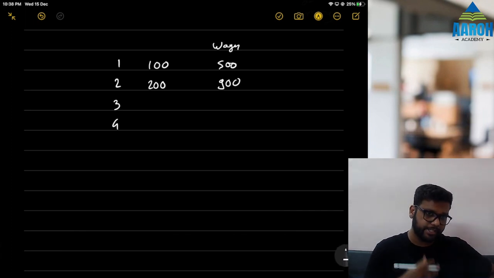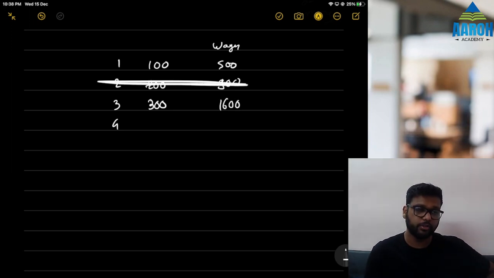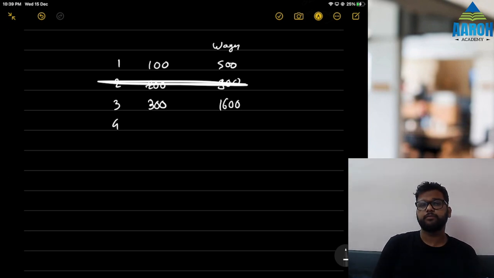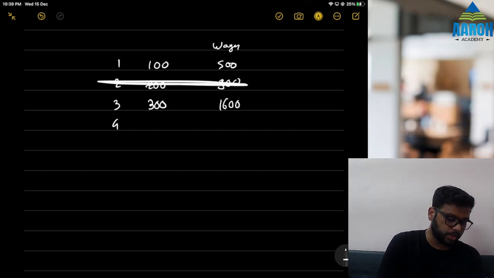Like for example, if I say in third year index number is let's say 300, and wages became 1600. Then by how much did his standard of living increase? Can anyone tell me? By how much did his standard of living increase? As per year 1, he should have got how much?